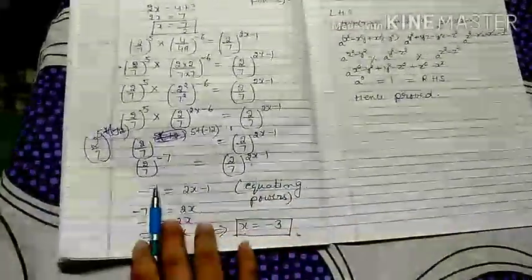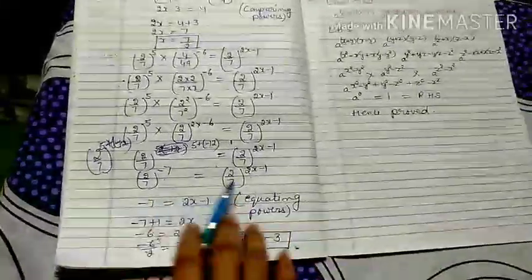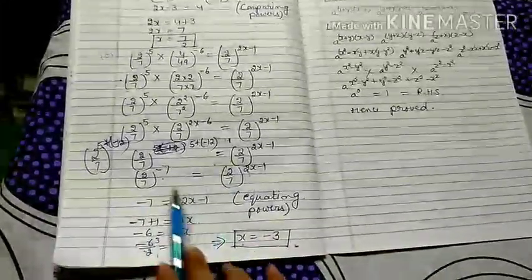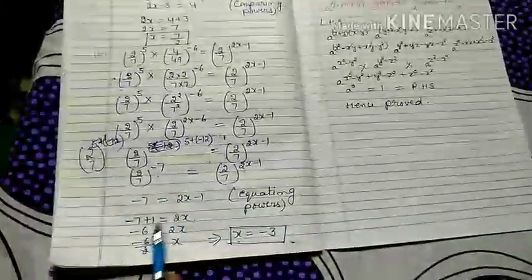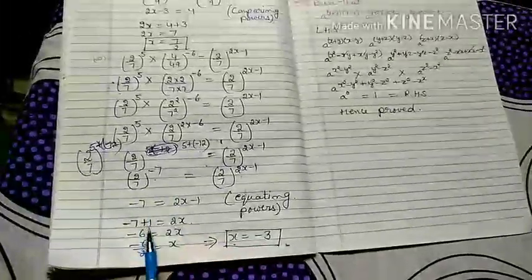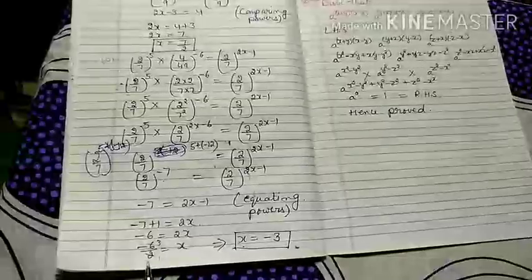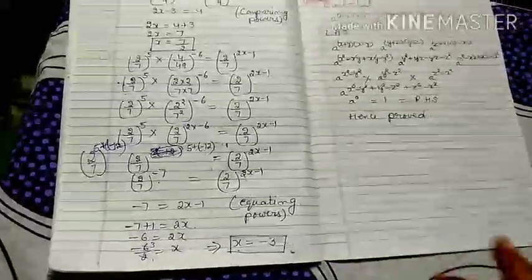Now there is a single term on the left side and a single term on the right side. So you just equate the powers. Minus 7 is equal to 2x minus 1, ignoring the base. Minus 1 shifts to this side. Minus 7 plus 1 gives me minus 6, equals 2x. Minus 6 divided by 2 gives me minus 3. My required value of x is equal to minus 3.